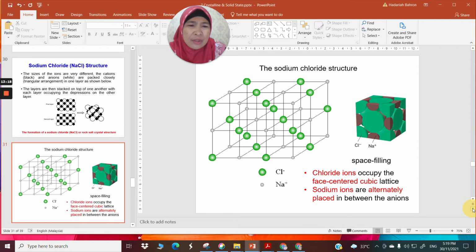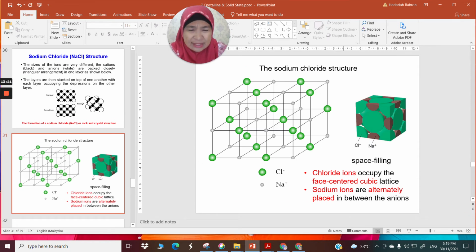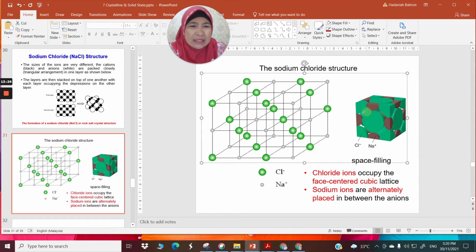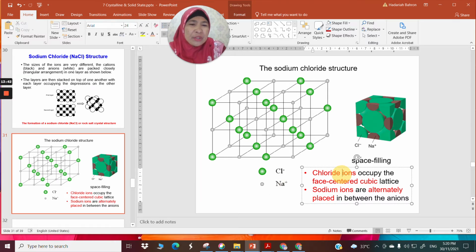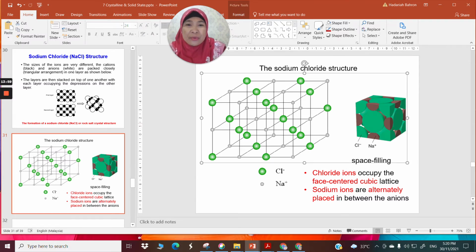So what does a sodium chloride unit cell look like? It looks like this. It is a little easier to look at the one on the right-hand side of this slide, where you have the green. The green is chloride and the brown is sodium. The chloride ions occupy the face-centered cubic lattice. It looks like a face-centered cubic lattice. And the sodium ions are alternately placed in between the anions. Where there is a space between the anions, you put a sodium ion. So this is the structure of rock salt.